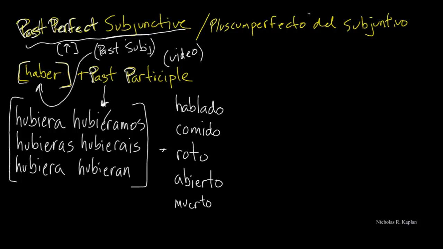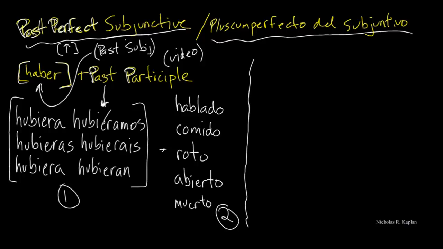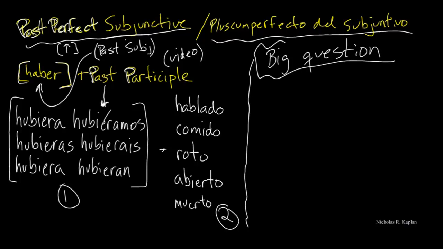So all we're going to do is take one component from over here and one component from over there. We're going to put them together and then we get the past perfect subjunctive. So, you know, when do I use it? Whoo! That is a big question. Why is that a big question? Because the real question is, when do I use subjunctive?